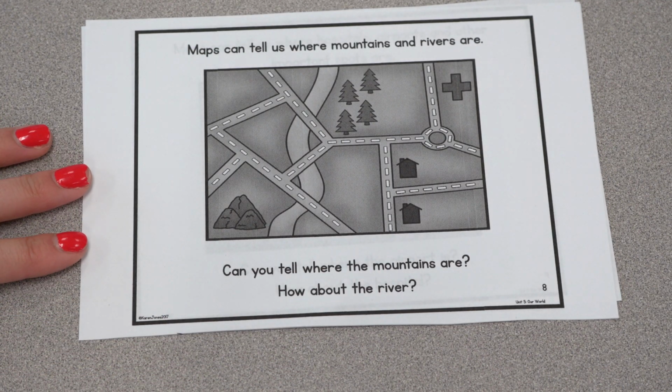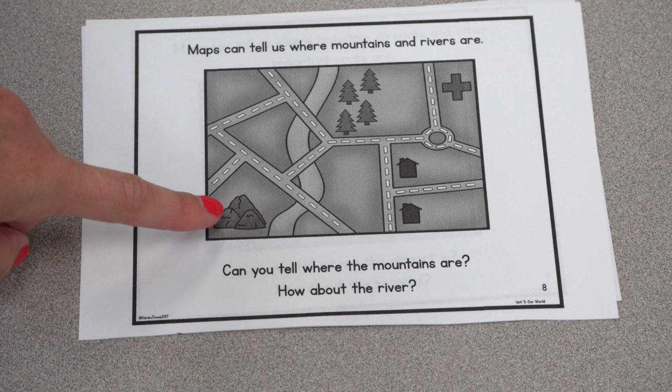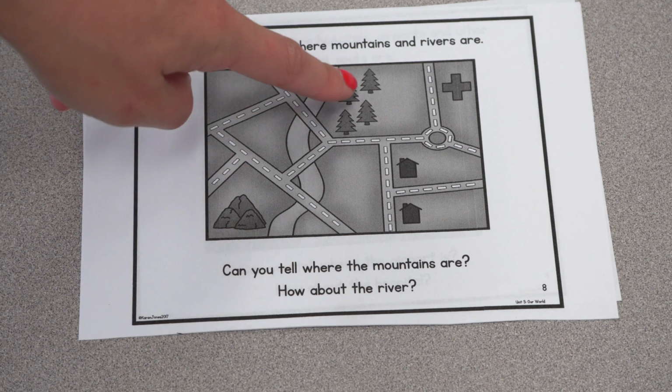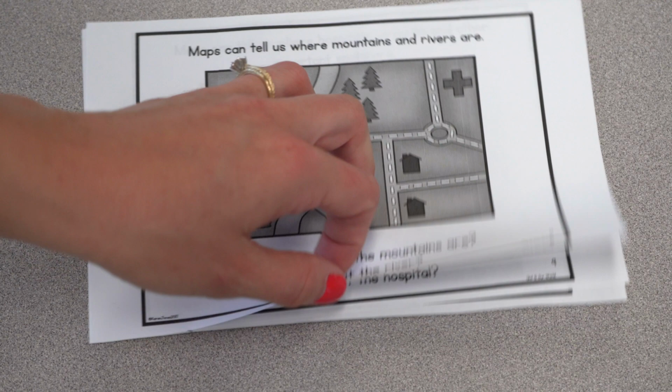Maps can tell us where mountains and rivers are. Can you tell where the mountains are? How about the river? So here we have mountains, trees, a river.